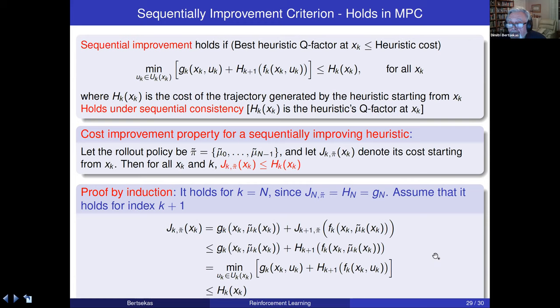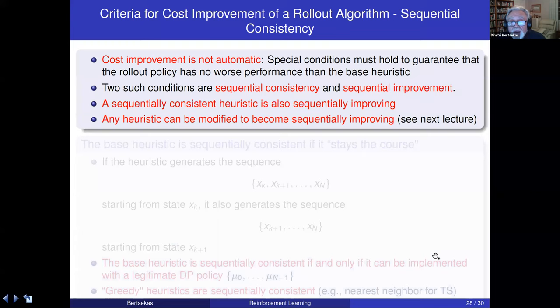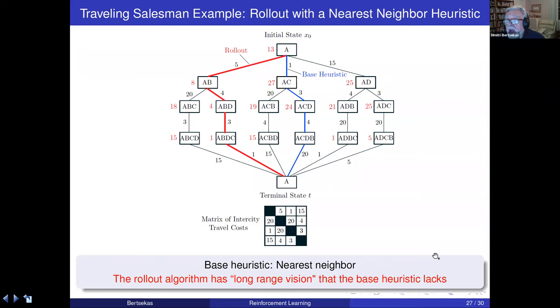Okay, let me ask you a question. If you don't ask questions, I'm going to ask you questions. For this example here, give me an example of a base heuristic that's not sequentially consistent. I said that the nearest neighbor heuristic is sequentially consistent because, you can see it by examination of the possibilities and also argue more generally. Give me an example of a base heuristic that's not sequentially consistent.